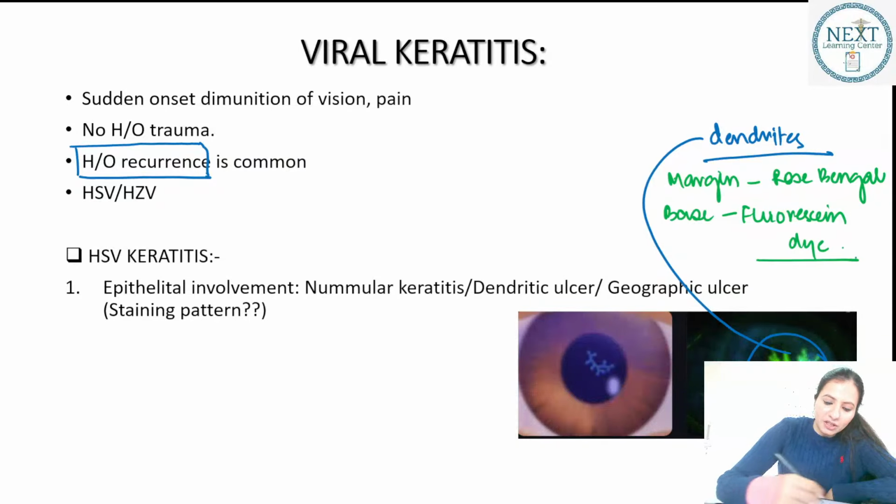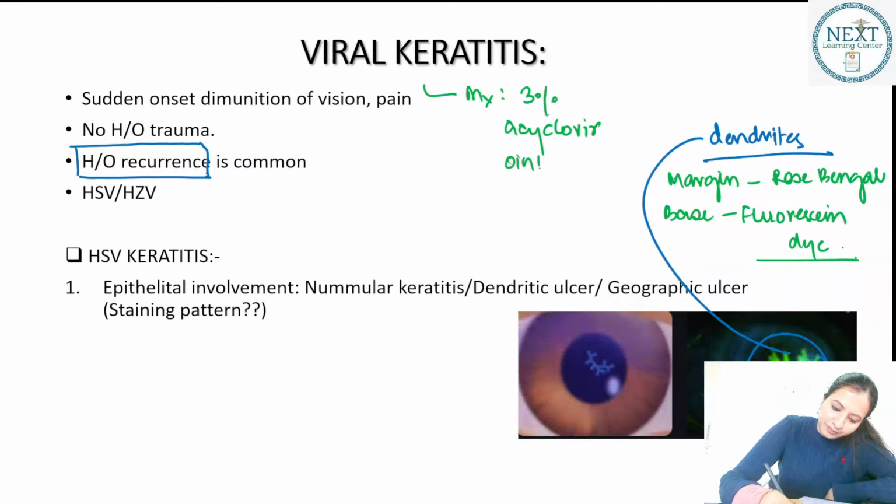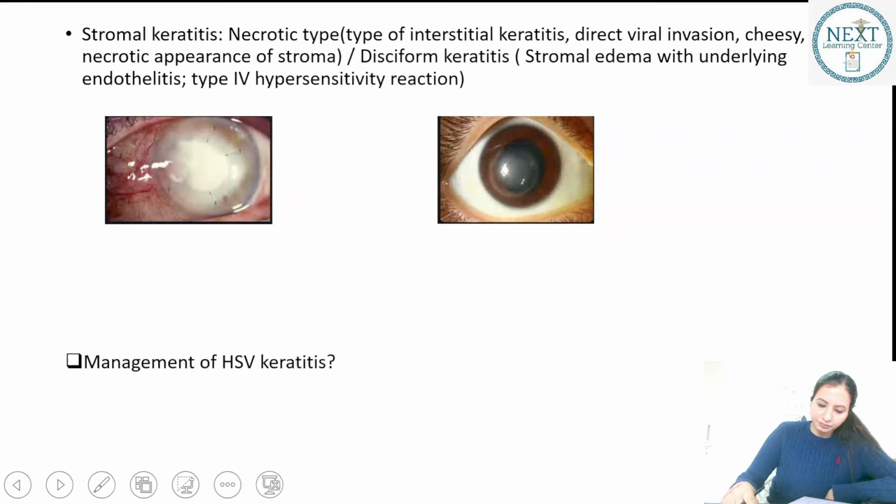Now what is the management of viral keratitis? That is 3% acyclovir ointment. Okay, this is what you need to know.